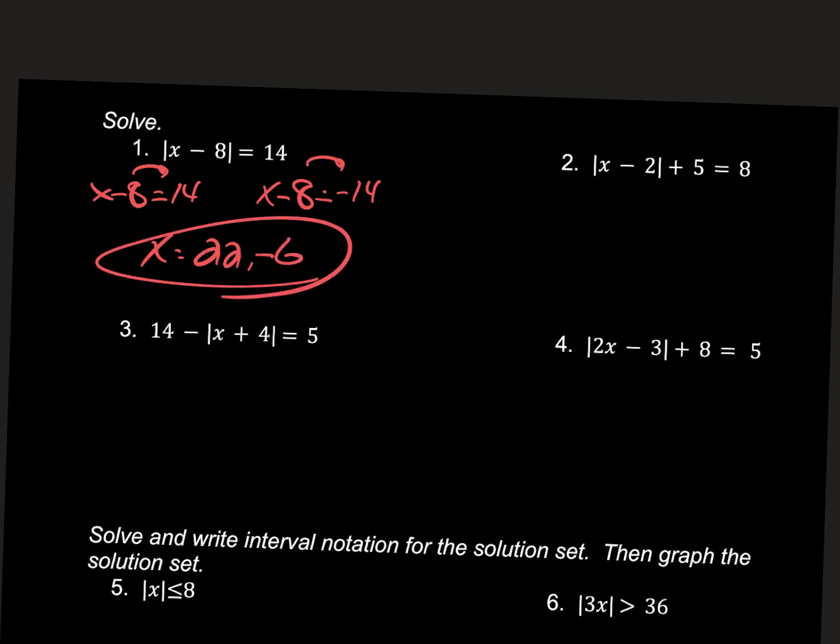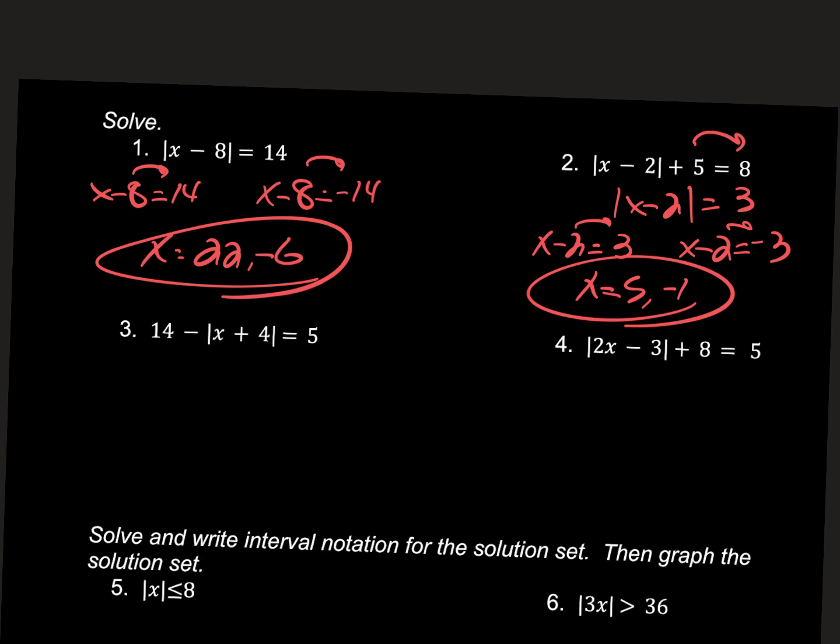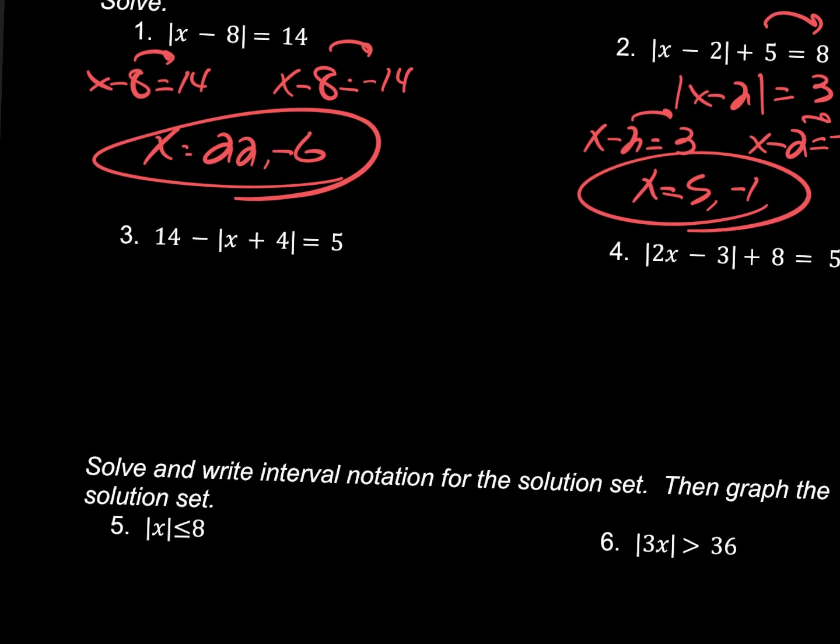There you have it. The second one, you need to isolate the absolute value first before you remove it. So move that 5 over first, and then do what we did in number 1. Set x minus 2 equal to 3. Also set it equal to negative 3. Move the 2. Move the 2. And there's number 2.